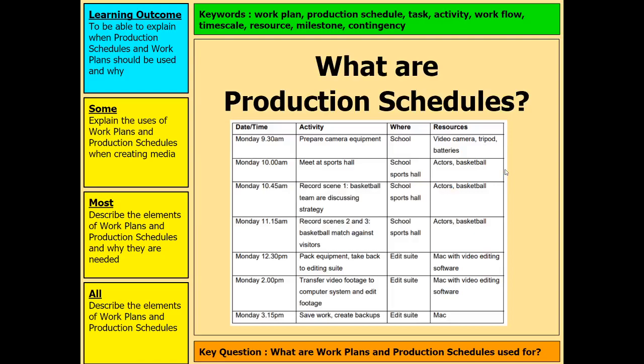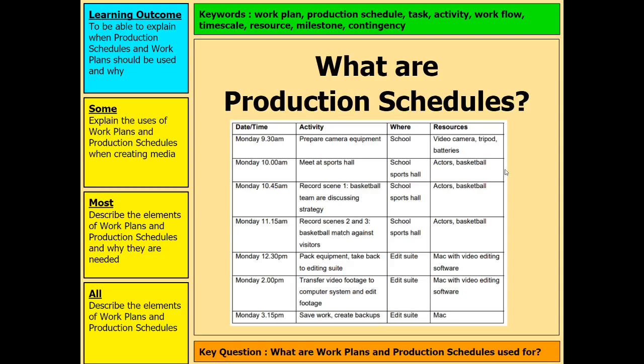So here we've got a simple example of a production schedule. If you are going to be shooting a TV advert or a movie or something involving cameras and generally people, we would have a production schedule, and we can see from here what's happening on Monday. We can see the different activities which are happening on Monday, where those activities are happening, the resources needed. We could expand this more and talk about which particular actors are needed in the sports hall. We could talk about which particular video editing software we're using.